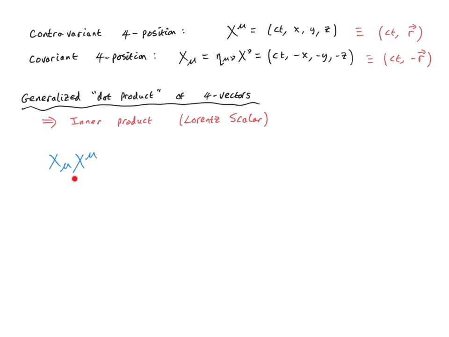Well, consider the following object. This is the contraction of 2 4-vectors. One of them is a contravariant 4-vector and the other is a covariant 4-vector. I say it's a contraction because we have a repeated Greek index mu here, one of them lower and one of them upper. So of course this object really means that we sum over mu.